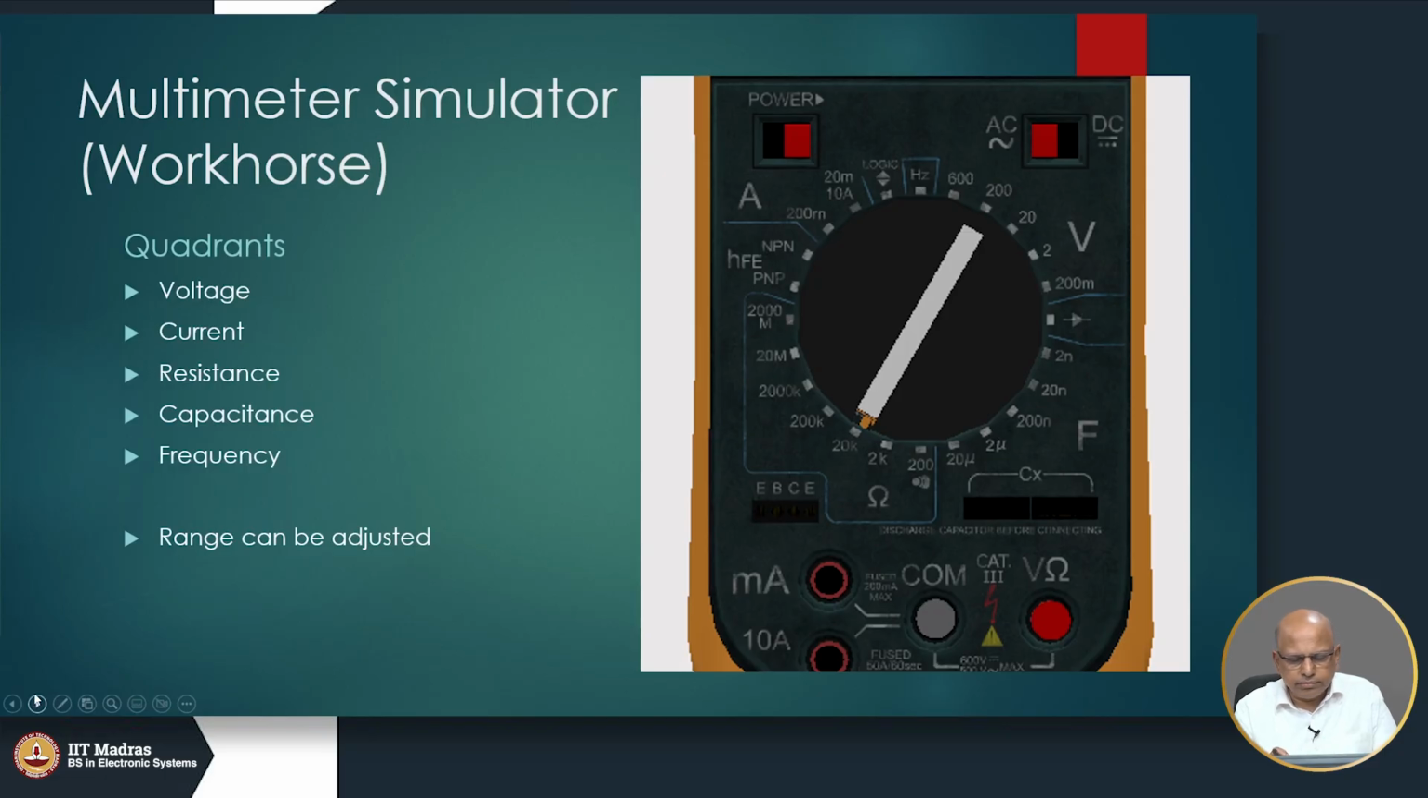So, the multimeter simulator. If you actually go to a lab, then you may be able to use the multimeter. That is the best thing to do. But if you do not have access to such a lab, then you can still use some simulators. So, there is one called workhorse. Let me try and show you that.